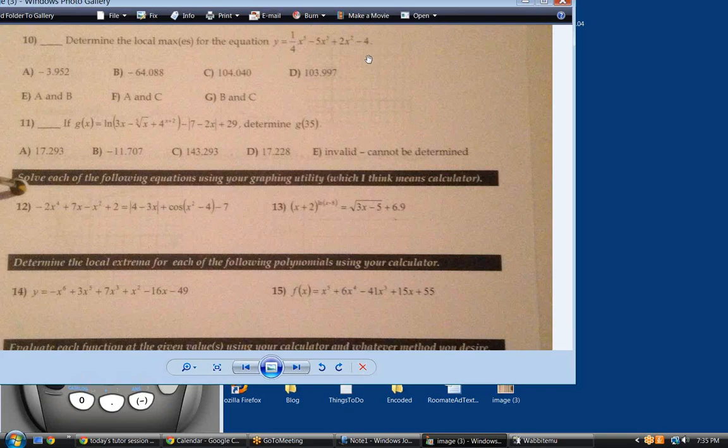So you're going to do 10 by graphing it and finding the local max. Yeah, and we have a setting where you can find the maxes and all of that. You have kind of like a trace feature on there. Okay. Just make sure that there might be multiple local maxes.